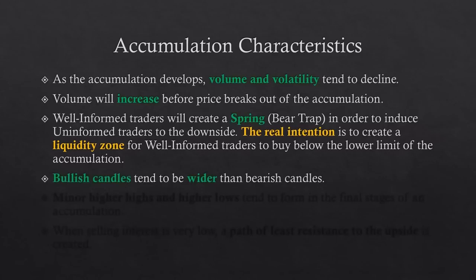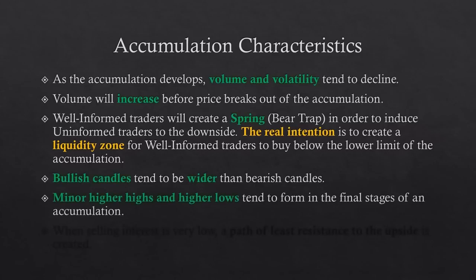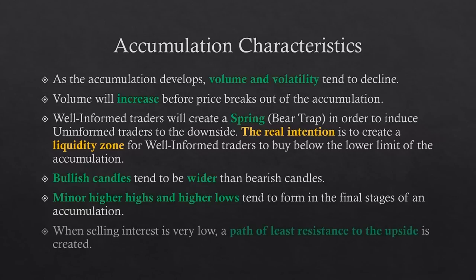In the final stages of the accumulation, the formation of higher highs and higher lows inside the accumulation will occur to initiate the uptrend. The accumulation will finally end when well-informed traders absorb enough supply so that selling interest is very low. This will create a path of least resistance to the upside, and the uptrend will start.